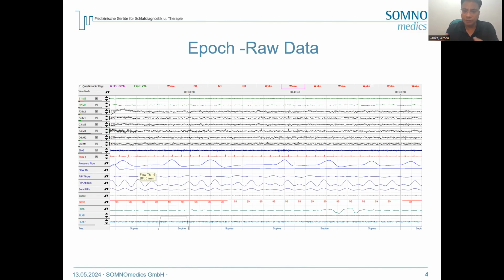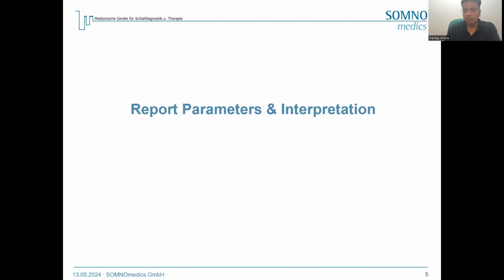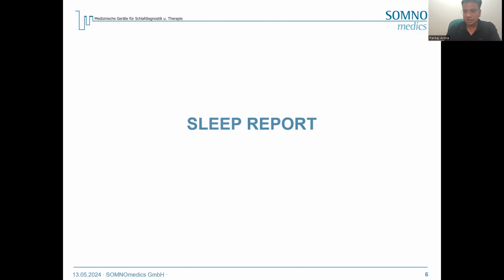You need to evaluate this data and then comprehend it into a report format, so that it is easy to understand for a patient and easy to understand for a clinician who has sent you the patient for a sleep study. So today we are going to look at what the report parameters of the polysomnography are and what the interpretation of it is. So what is a sleep report?